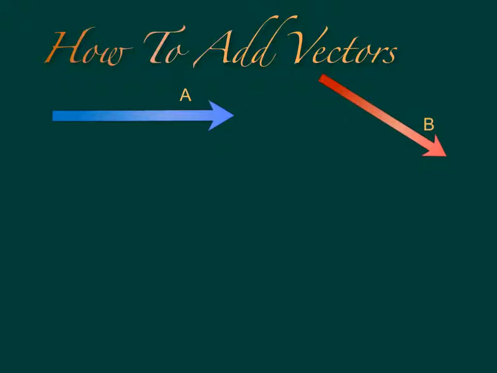But if we stick with A and B here that we had before, and we want to find how you would add A and B, there is a very simple method, and we call it the tip-to-tail addition. So I've just made some copies of A and B here, and if I want to find out what happens when you add B to A, I take A and I put B on the tip of it like that.